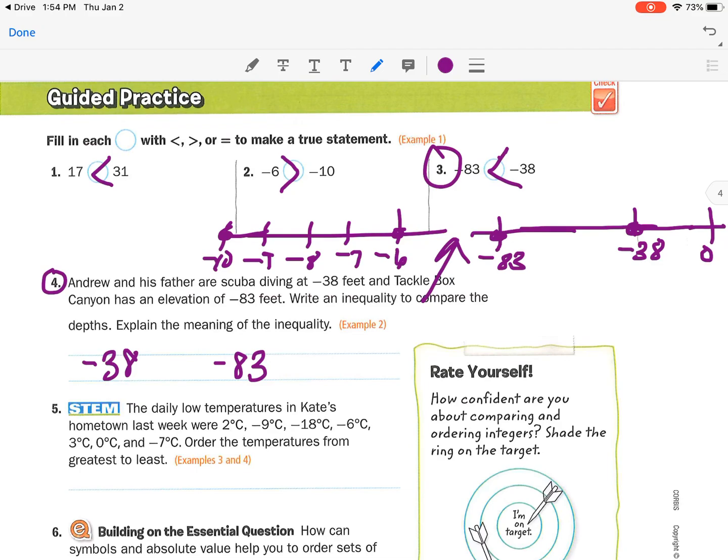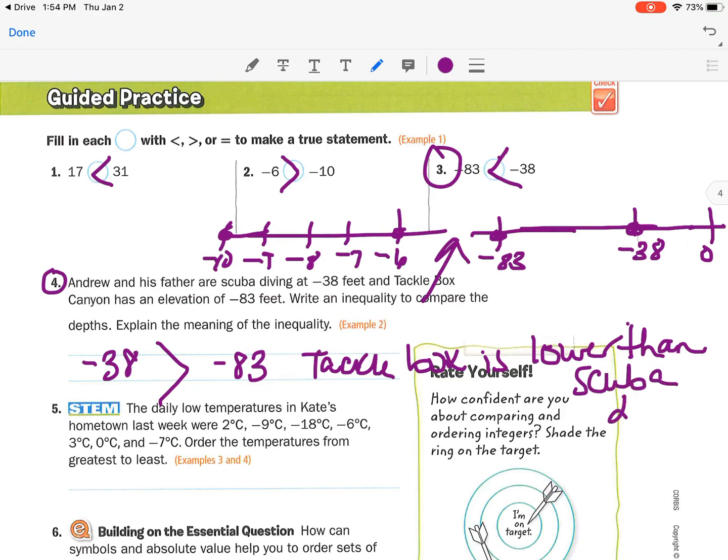So -38 is greater than -83. So we're going to explain the meaning of this. And we know that the Tackle Box Canyon is lower than where they're scuba diving at. Okay? So all we're doing is just explaining that because of that, we know that the Tackle Box Canyon is lower than where they're actually scuba diving at.